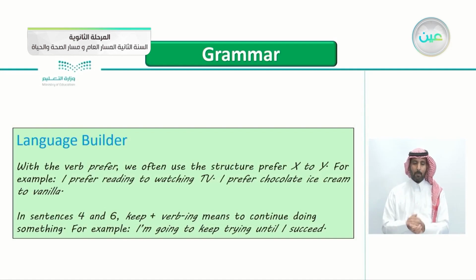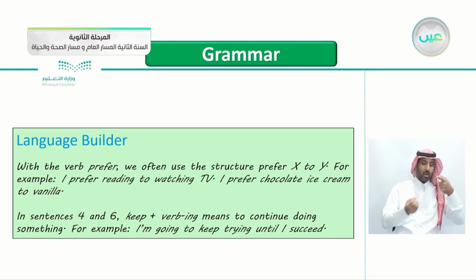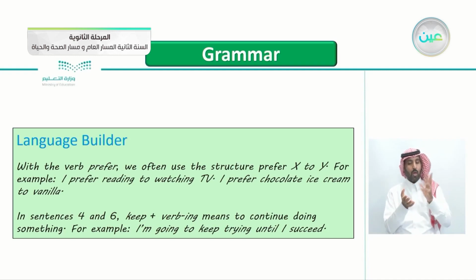Here's a language builder for you. With the verb prefer, we often use the structure prefer X to Y. So we use prefer to. For example, I prefer reading to watching TV. I prefer chocolate ice cream to vanilla.